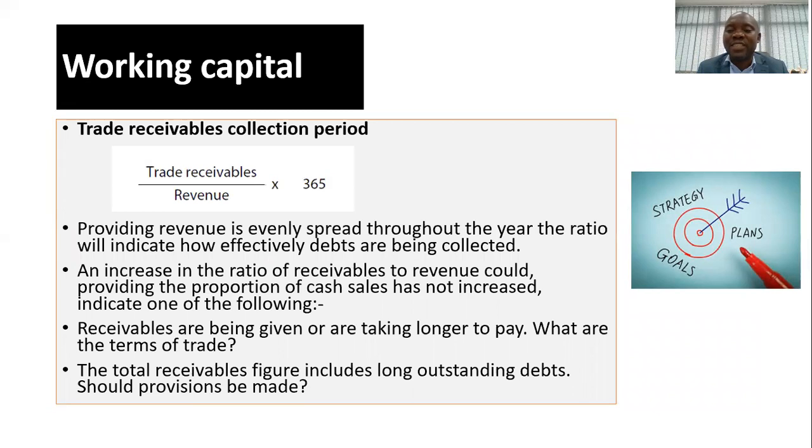Trade receivables, here now you're also looking at how long it takes for those that owe me to eventually pay me. And this is trade receivables divided by revenue, because your trade receivables are generated from your revenues. When you're selling, you will be creating receivables along the way, as long as you're not selling for cash.